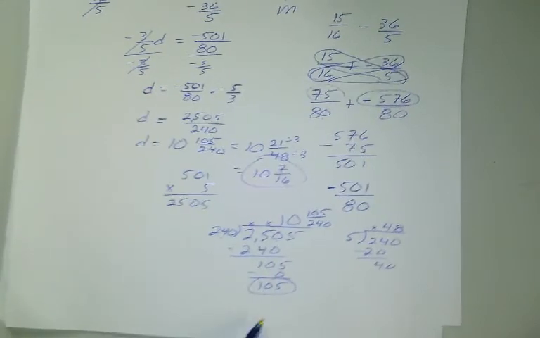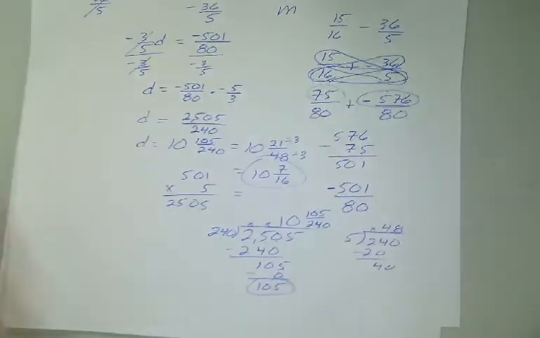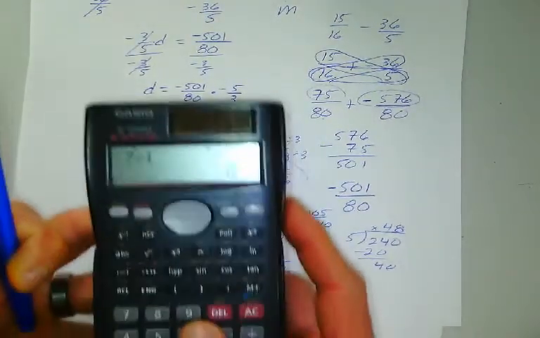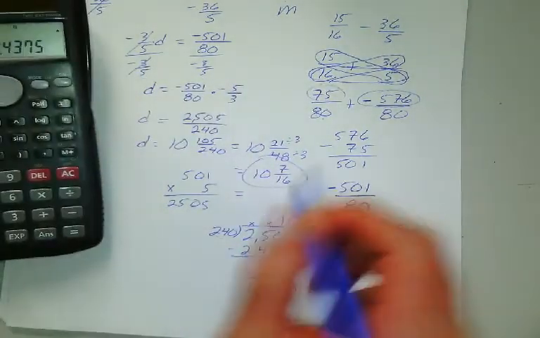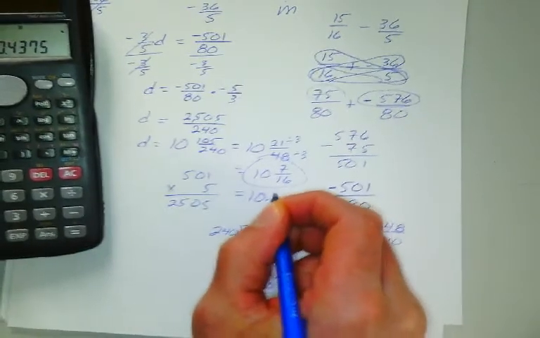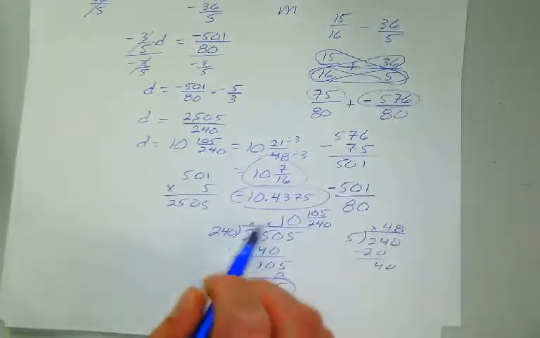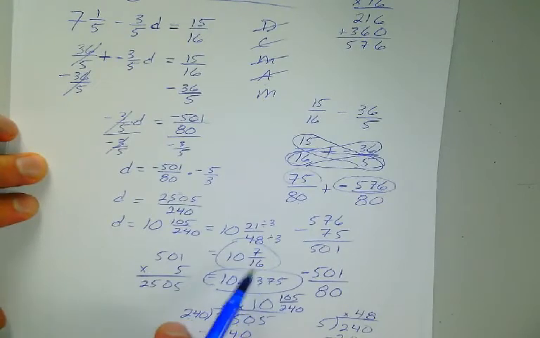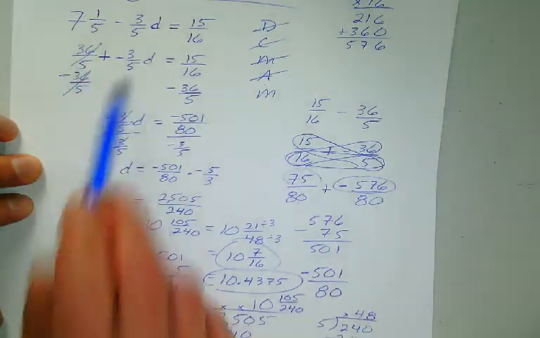Now if you use your calculator, you probably would have gotten a decimal answer, and your decimal equivalent for d would have been, let's see, 7 divided by 16 is 0.4375, so we get 10.4375. That would also be acceptable. Now, that was a lot of work. If I were you guys and I had a choice, I would definitely use a calculator for that one. Probably convert those fractions to decimals.